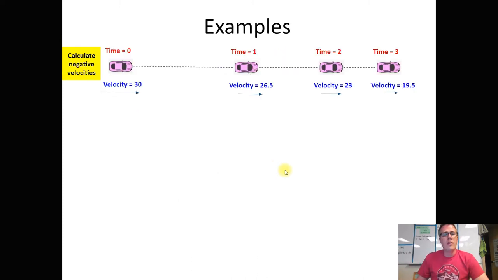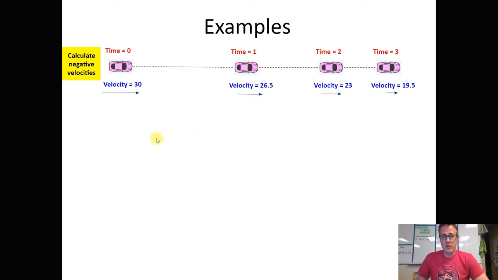Now let's do one for a car that's slowing down. So in this situation, we've got a car that's starting at 30 and its velocity is being subtracted each time. So we're going to have an acceleration that is negative. Every second, we're taking away from the velocity. The good news is that the math is the exact same.